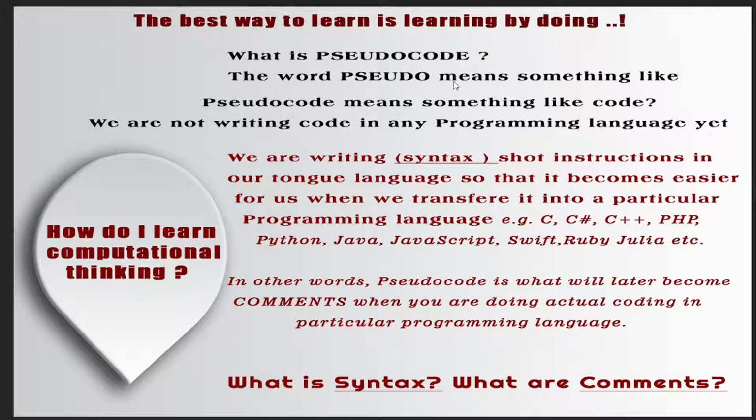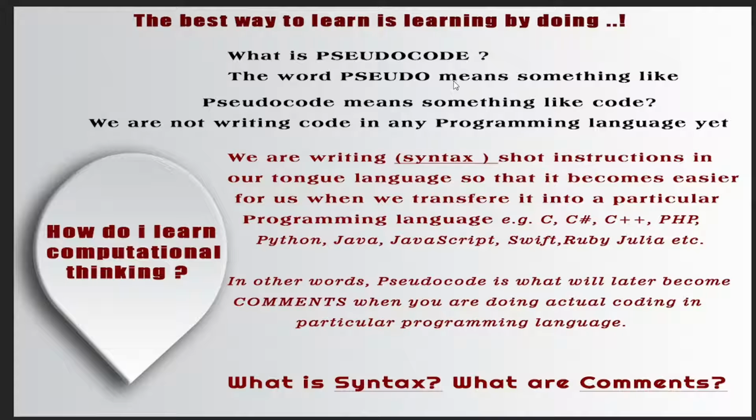For example, we have programming languages like C, C Sharp, C++, PHP, Python, Dart, Java, JavaScript. You get it? Java and JavaScript are two different programming languages. We have got Swift, Ruby, Julia, and so many other programming languages out there.